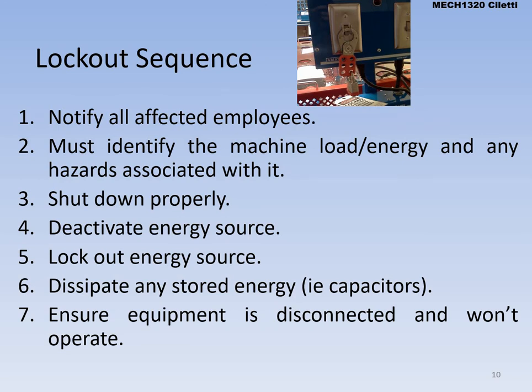So a general rule of thumb, notify all the employees that are affected. Hey, we're shutting down the line, or, hey, we're going to work on this for a little bit so you won't be able to walk across or do this sort of thing. Now, the lockout has to identify the machine load energy. So you have to make sure every possible way for that to energize is shut down. Sometimes there's redundant power. Sometimes there's controls coming from a different source and those sort of things.